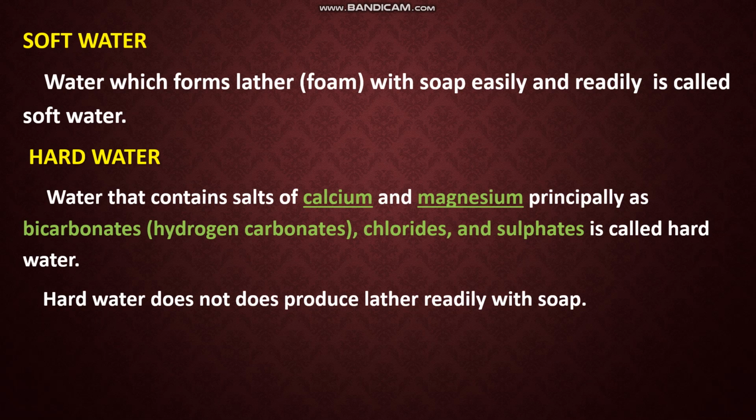So what is soft water and hard water? Water which forms lather readily and easily with the soap is called soft water. Hard water does not produce lather readily with the soap. What is the reason for hardness of water? Because of some soluble salts like calcium and magnesium bicarbonates, chlorides and sulfates. That means calcium bicarbonate, magnesium bicarbonate, calcium chloride, magnesium chloride, calcium sulfate, magnesium sulfate. These are the salts which cause hardness in water.